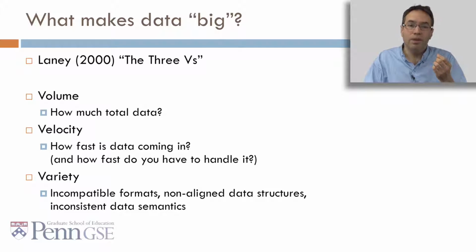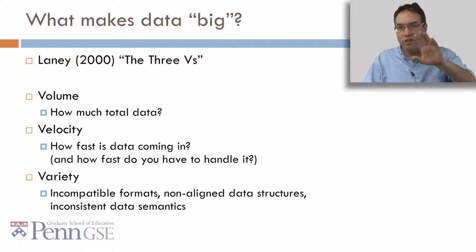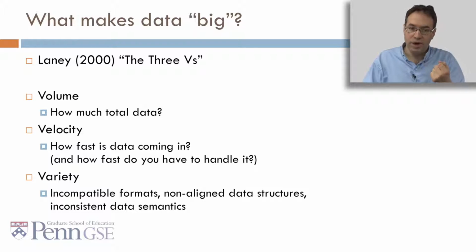Another word, what makes data big, since this course is called Big Data in Education? Laney talks about the 3 V's. There's a later writer who talks about the 4 V's. I kind of like to get to the basics. First, volume. How much total data is there? Second, velocity. How fast is the data coming in and how fast do you have to handle it? And third, variety. Often data has incompatible formats, non-aligned data structures, and inconsistent data semantics, where the exact same data can be represented in different ways in different parts of your data set. Any one of these 3 can make data hard to work with. Education often has especially much variety, and the volume and velocity is going up as well.